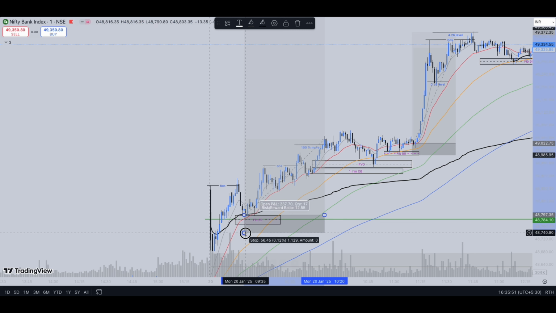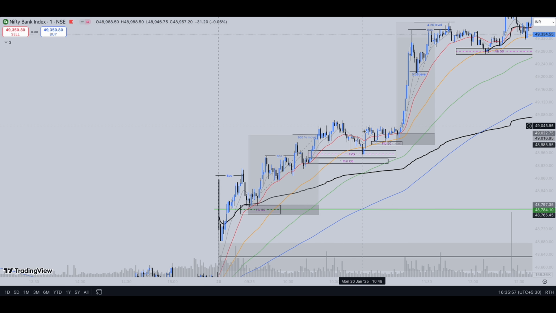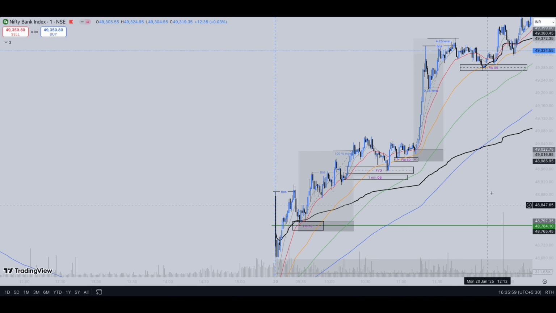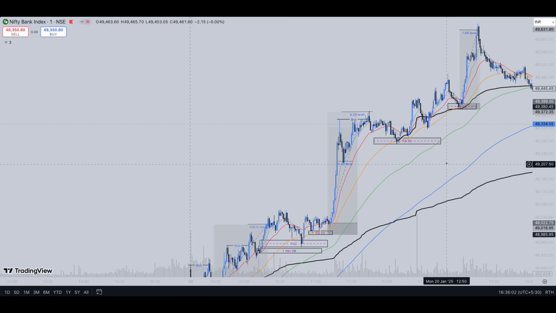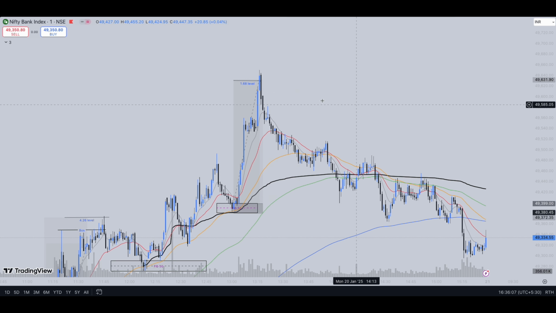I'm just showing you how to keep your stop loss very limited, losing a small amount of money and targeting higher profits. You can see clearly it formed support over here, and you could have targeted all the way towards the 1.618 level, just trailing your stop loss. And after this, you can see a clear break of structure towards the downside.